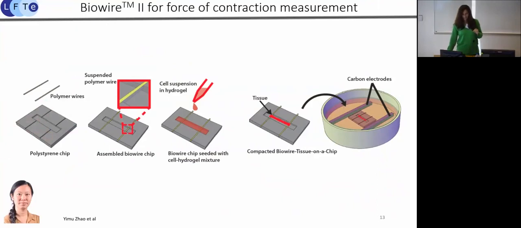And instead of having one relatively rigid suture going across, we actually have two parallel polymer wires at each end. And then we have two carbon electrodes that we add at the end for electrical stimulation. And the same way as before, we would inoculate these microwells using a hydrogel cell suspension. And we always spike in a little bit of fibroblasts, up to 10%, not more, to enable matrix remodeling in the structure. And so at the end, you would get a tissue that looks like this.